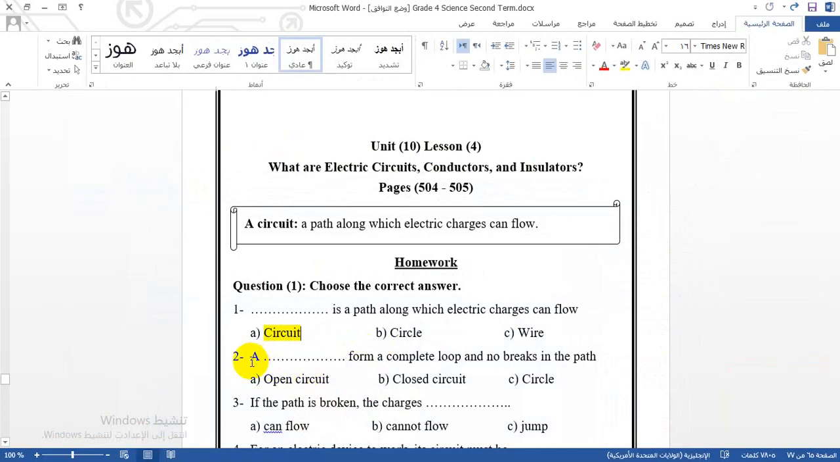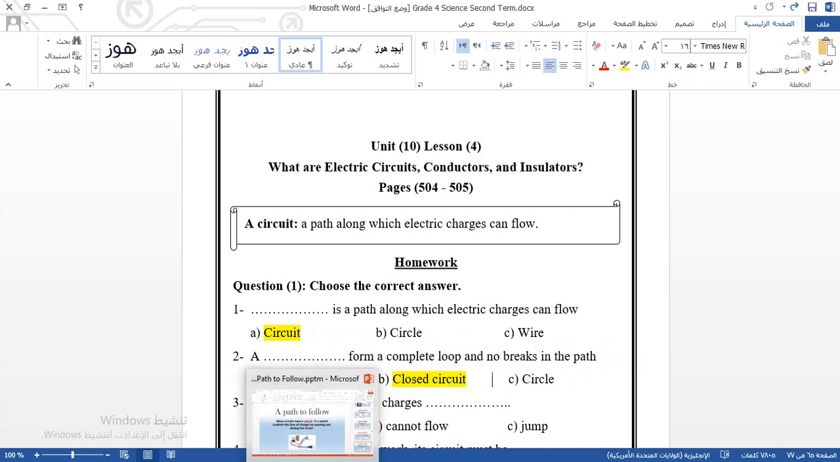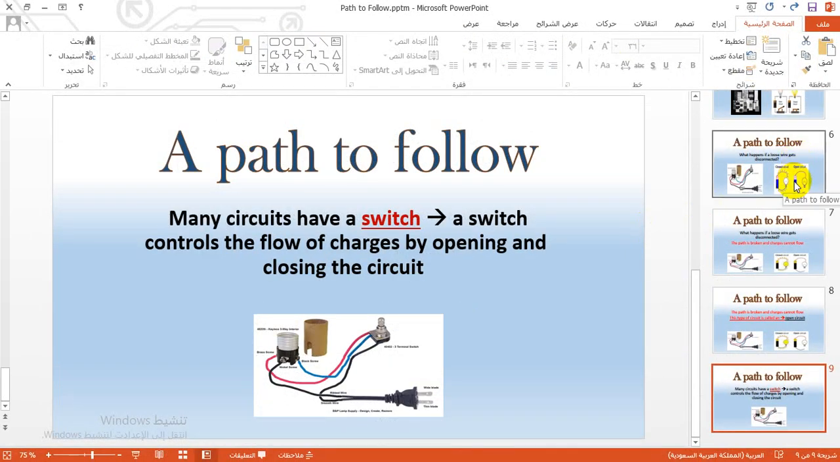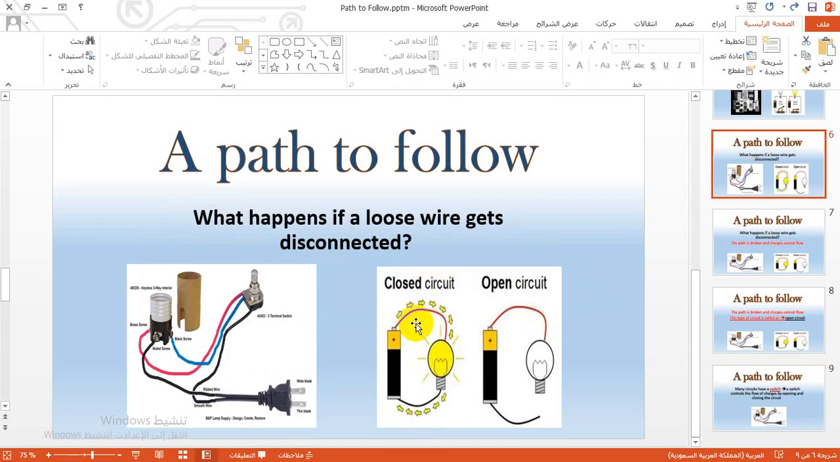Okay, number 2. Form a complete loop and no breaks in the path. No breaks means what? Open circuit or closed circuit, guys? Sure, it's closed circuit. If you remember, a complete loop means a closed circuit, because the electric charge can flow through the wires easily without breaks.